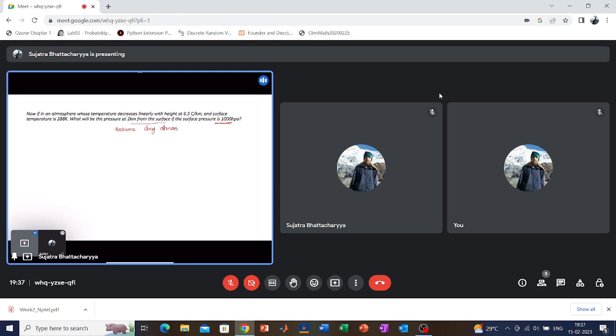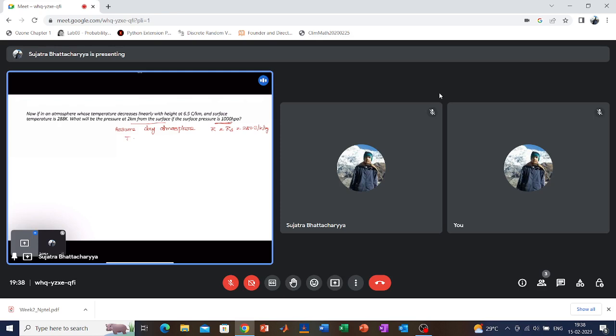What does this mean, the dry atmosphere? It means that the specific gas constant will be equal to R_D, which will be equal to 287 joules per Kelvin per kg. That's all. That is the meaning of the dry atmosphere assumption.